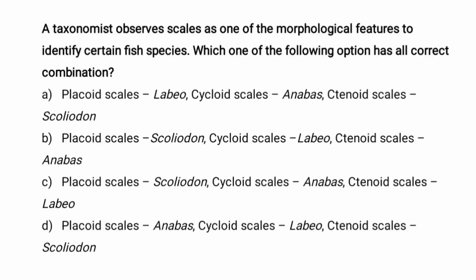In Labeo rohita, trunk and tail are covered by thin, rounded, overlapping dermal cycloid scales. Ctenoid scales resemble the cycloid scales but have comb-like teeth on their overlapping edge and are commonly found in the Indian climbing perch, which is Anabas. So the correct option is placoid scales, which are there in Scoliodon, cycloid in the Labeo and ctenoid in the Anabas, which is option B.